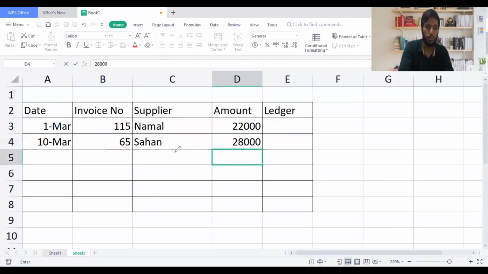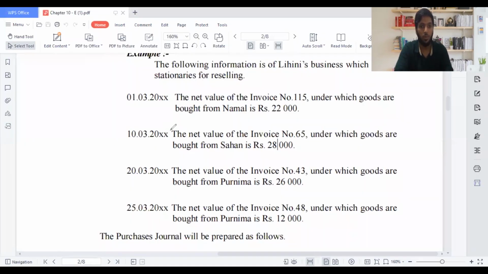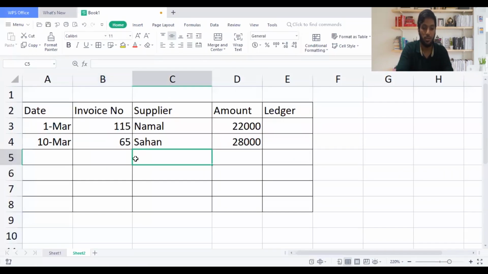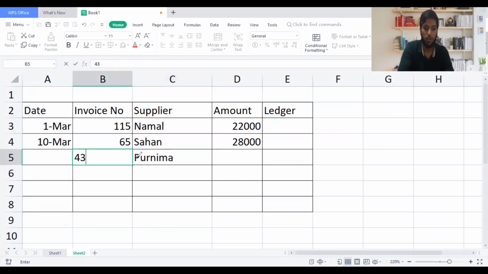I hope you guys are doing it with me. Then we have the next part. What do we have on the sum? On the sum, we have the net value of the invoice number 43 under which goods are bought from Purnima is rupees 26,000. So I'm going to take Purnima's account and let me put the value. And invoice number 43 and 26,000.